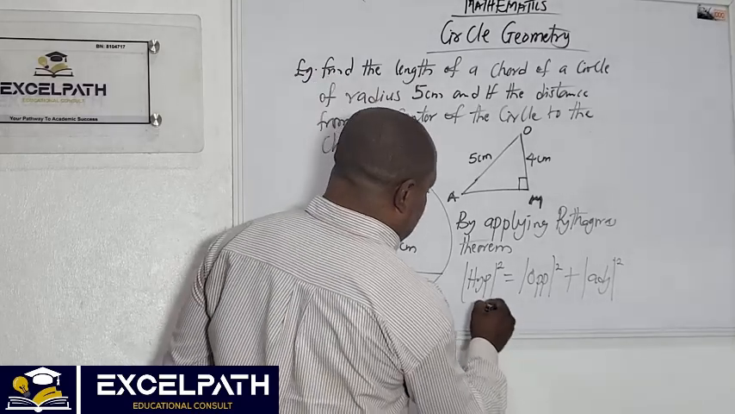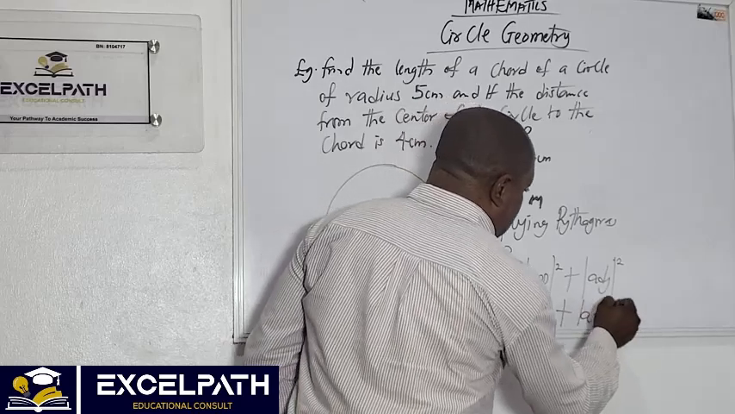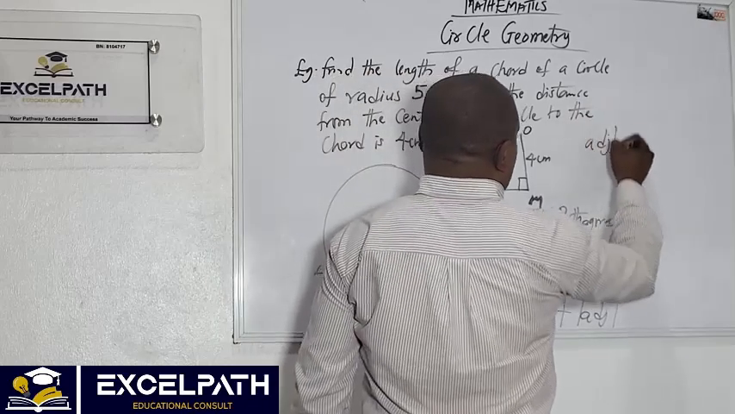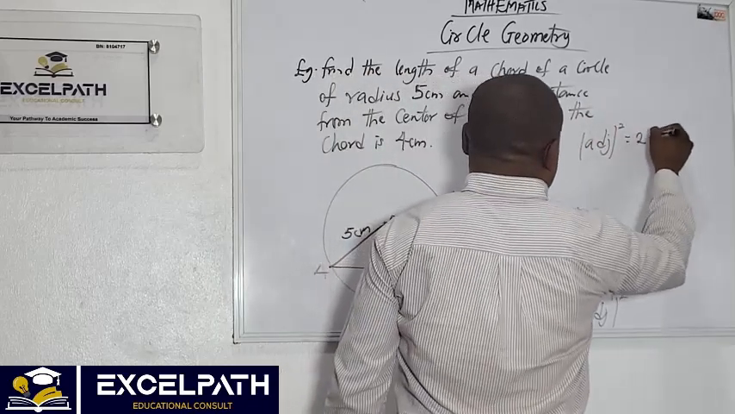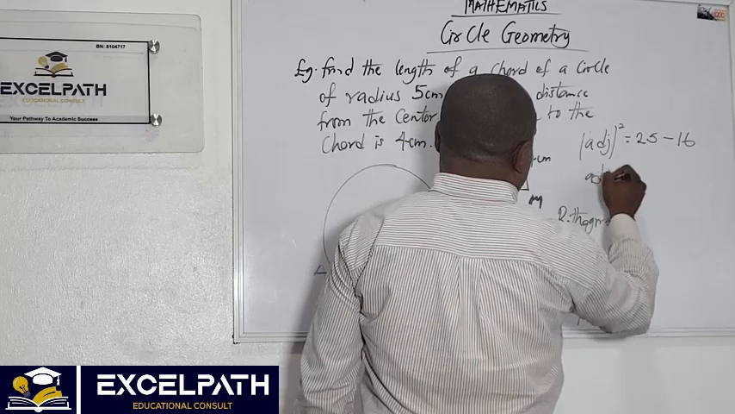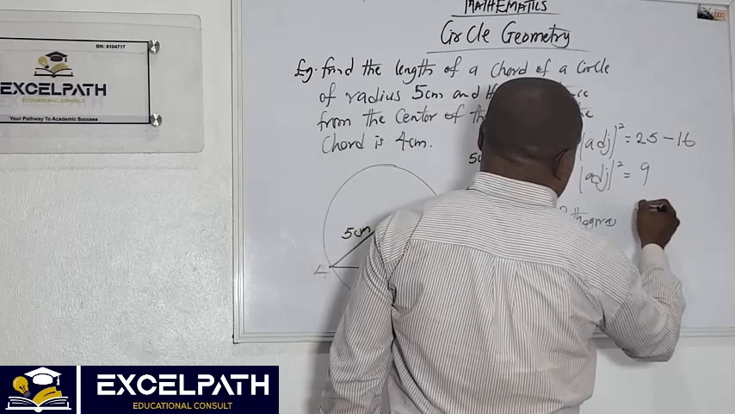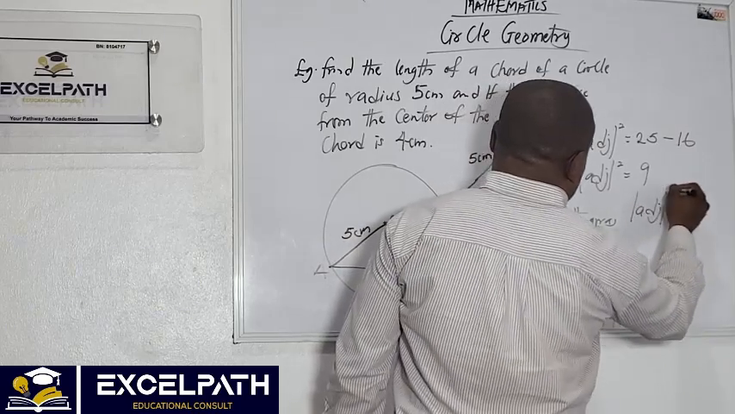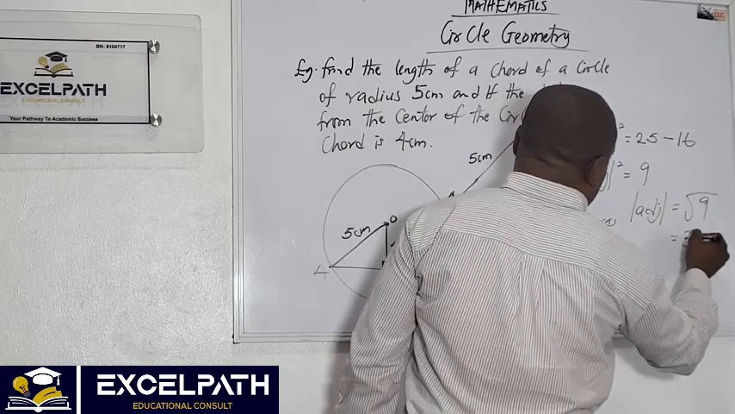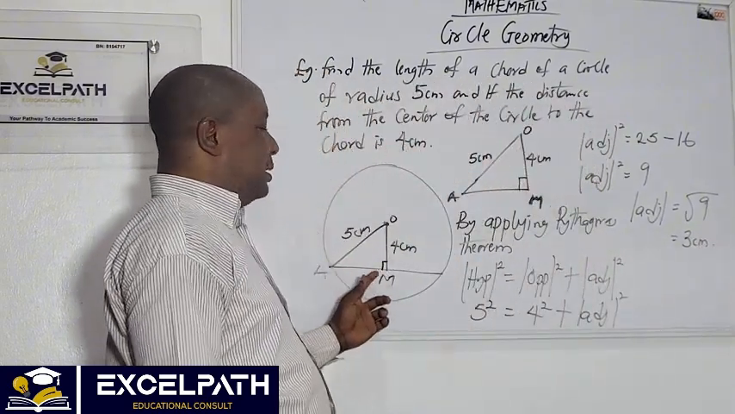So without wasting time, 5 squared equals 4 squared plus adjacent squared. If I make the adjacent squared the subject of the formula, I'm going to have 5 squared is 25 minus 4 squared is 16. Adjacent squared will equal 9. Taking the square root of both sides, the square root of 9 is 3 centimeters. Now, half of the chord is 3 centimeters.